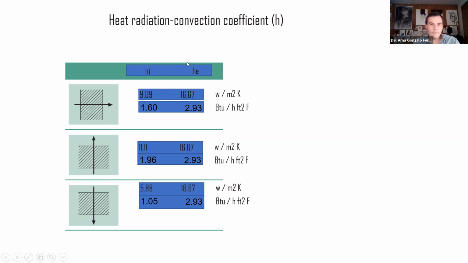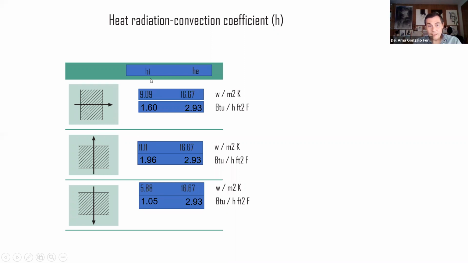with this radiation-convection coefficient. And I stands for interior or indoors or inside, and E stands for exterior or outdoors. So we have the interior and the exterior coefficient. Here we have both units. This is international units, and this is imperial units.